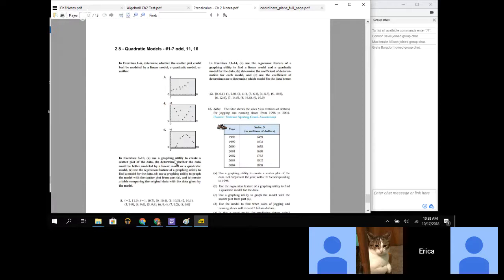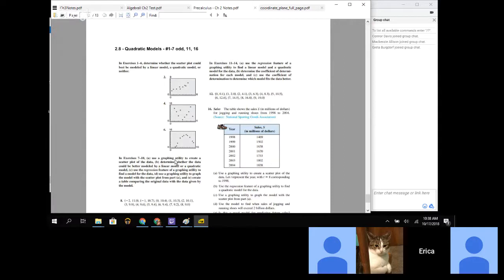So this is one of my favorite things to do, I wish we could do it all day, which is when we actually use models to model our data. In this section, we've only really talked about quadratic models. So basically, you're going to be looking at data and you want to say whether it can be.